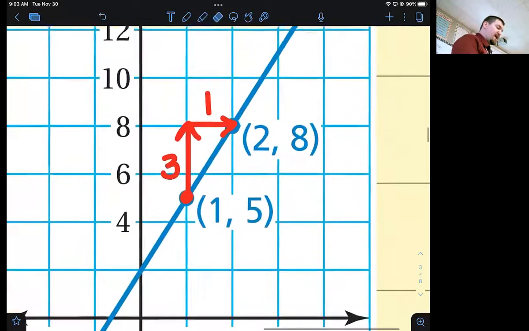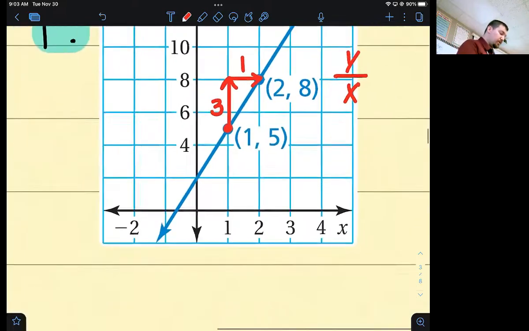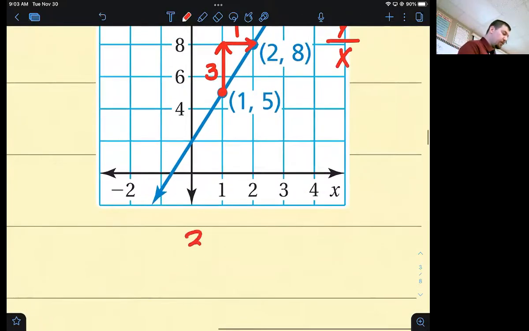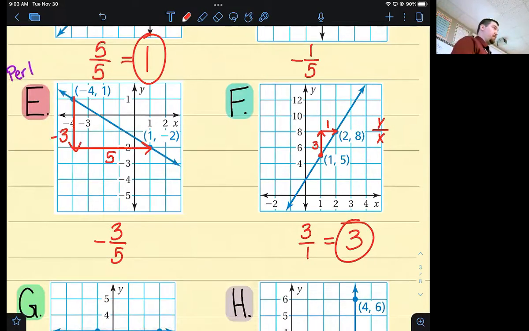So although you may not really use the numbers with the coordinates, they're there to help you check. To go from 5 to 8, that means I'm rising because you put the y on top. Rise over run. I'm rising up 3. I'm moving to the right 1. What does 3 over 1 reduce to? Just 3. Yep. So I'm just going to write 3 as my answer. In fact, Big Ideas I don't even think will accept 3 over 1. Make sure you're reducing it to the whole number, if it reduces to a whole number.